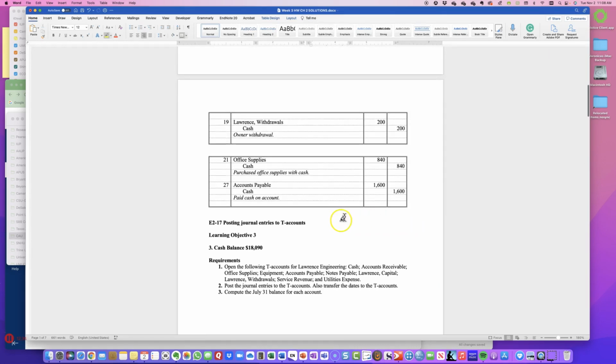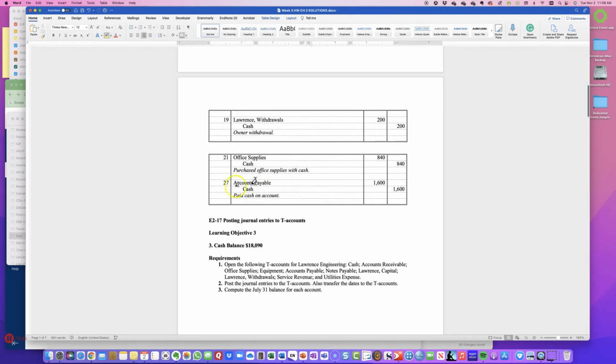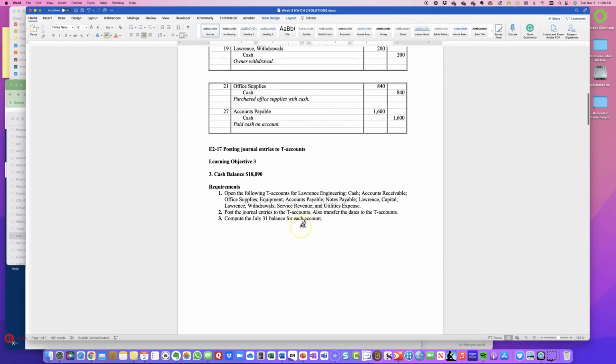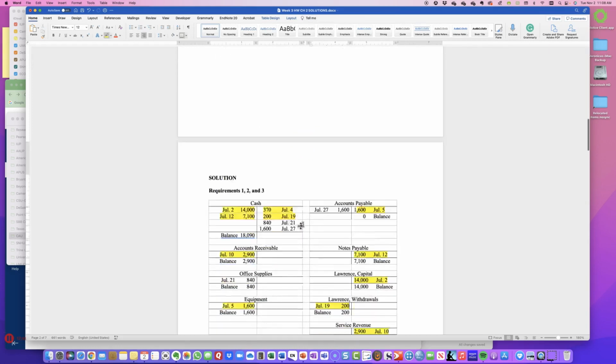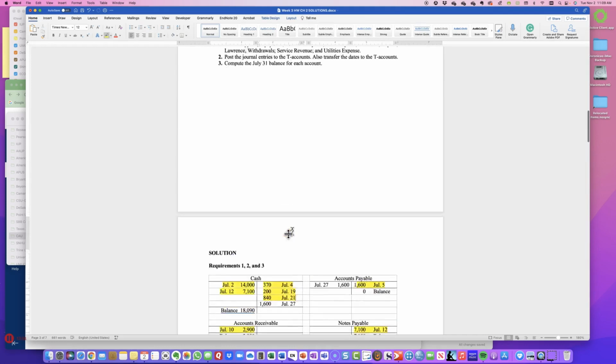Then on the 21st of July, we purchased office supplies with cash. So again, this was the one-sided transaction. Assets equals liabilities plus owner's equity, so we only did it on the one side. So now we see that we're going to debit office supplies on July 21st. And then we're going to credit cash because we paid with cash. So we have on July 21st a credit to cash.